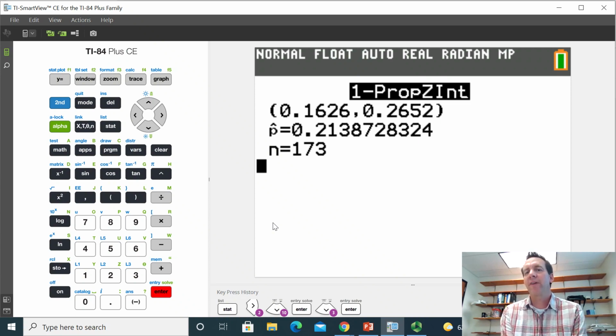Remember, we could also express these as percentages, 16.26% and 26.52%. Right below that, it'll give us our sample proportion based on the inputs that we had. And then below that, it gives the sample size. So hopefully this will help you calculate your confidence interval or check your work for calculating the confidence interval for a single proportion using the Z distribution.